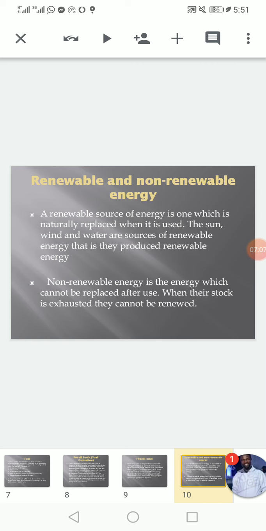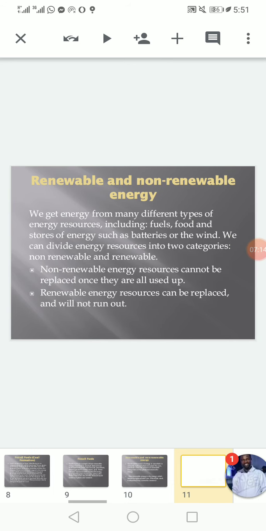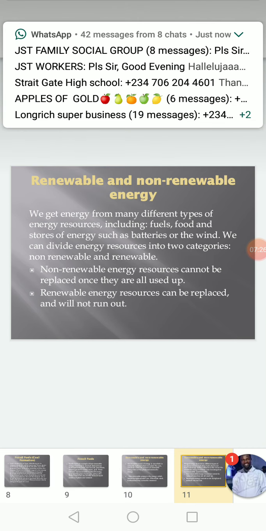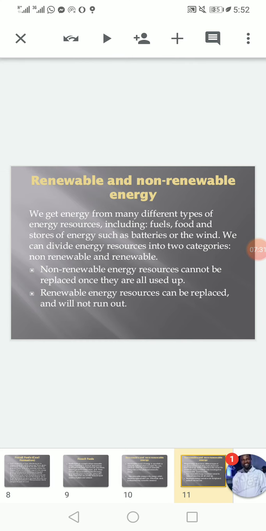I want us to go through this slide as many times as we can so that we can have a good understanding of renewable and non-renewable energy. We get energy from many different types of energy source, which include fuel, food, stores of energy such as battery or wind. We can divide energy resources into two categories. This is just repetition of what we have said before. Non-renewable energy sources cannot be replaced as they are all used up, while renewable energy sources can be replaced and will not run out.